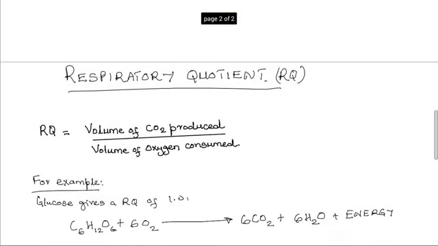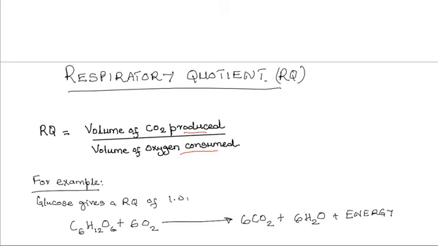Now next look at the respiratory quotient. The respiratory quotient is the ratio of the volume of carbon dioxide produced divided by the volume of oxygen consumed. In other words, it is the ratio of volume of carbon dioxide produced to the volume of oxygen consumed per unit time by a respiring organism.